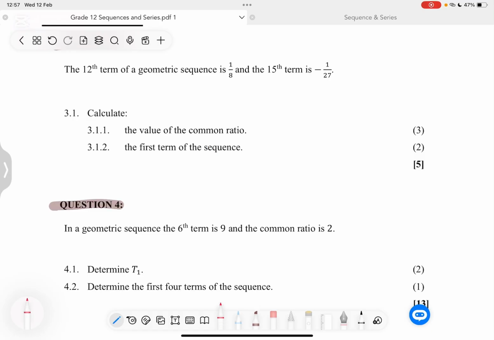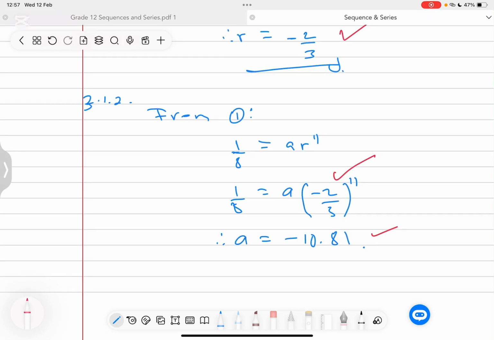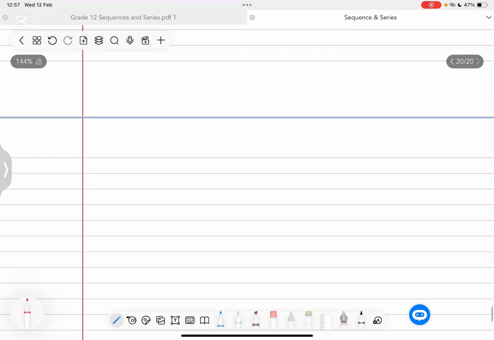Question 4 says to us that in a geometric sequence, the sixth term is 9 and the common ratio is r. We are now given different information than we used to be given. Mostly we'll be calculating the r. We are now given r and any other term in the sequence.